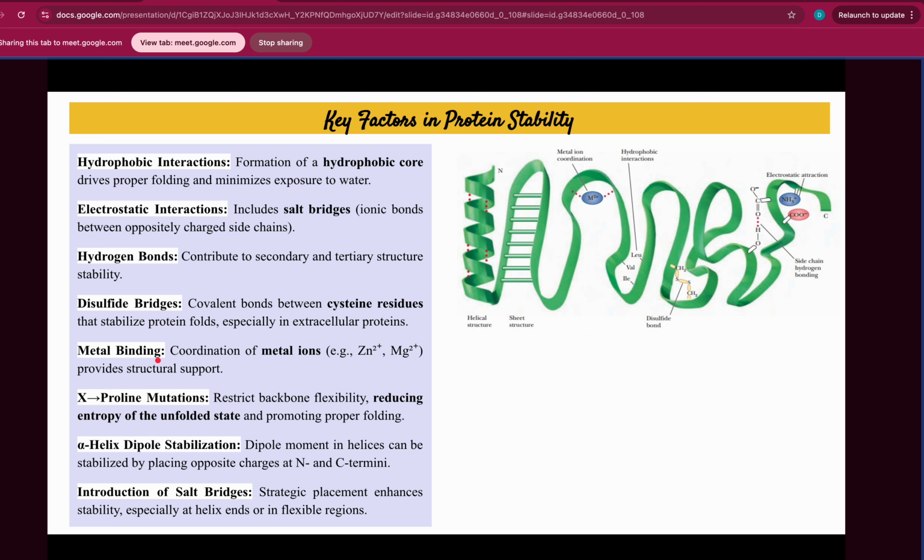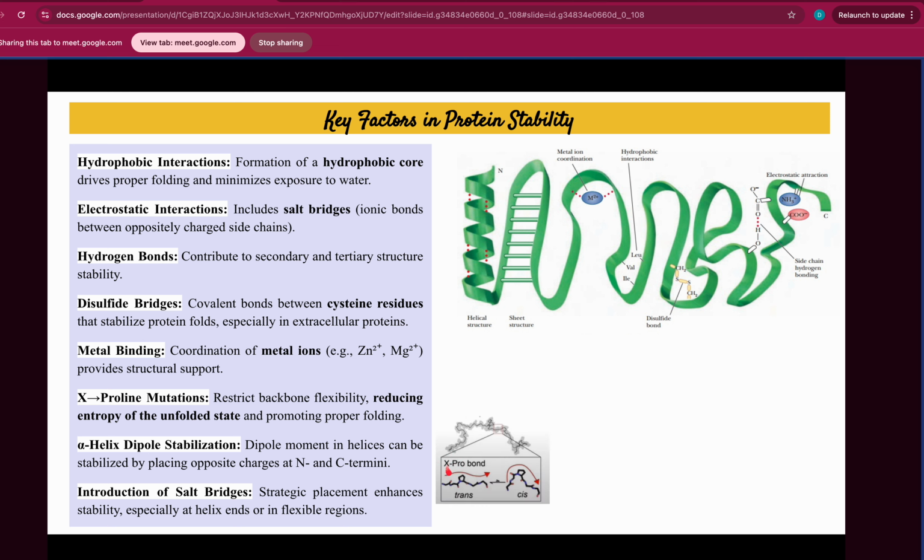And then metal binding. There are different metals which can also coordinate with the protein. There are certain proteins which have metal interactions, and in that way these metal interactions can stabilize the protein structure. For example, hemoglobin, which interacts with iron. Now there are certain changes which we can bring to make our structure more stable, such as X to proline mutations.